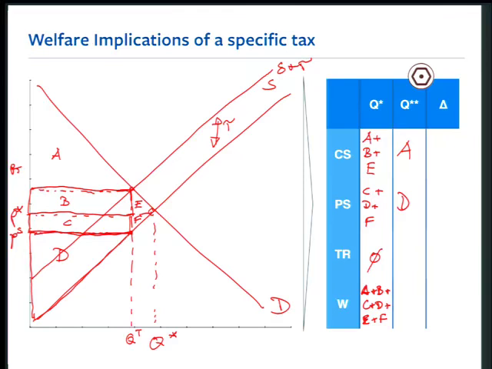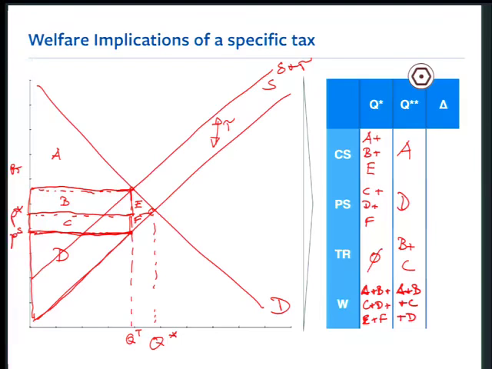So this is the total tax revenue by the government, right? The area of B is tau dollars high, QT units wide, so the area of that rectangle is tax revenue. So it's B plus C. So what's total welfare now? It's going to be A plus B plus C plus D. So A, B, C, D.